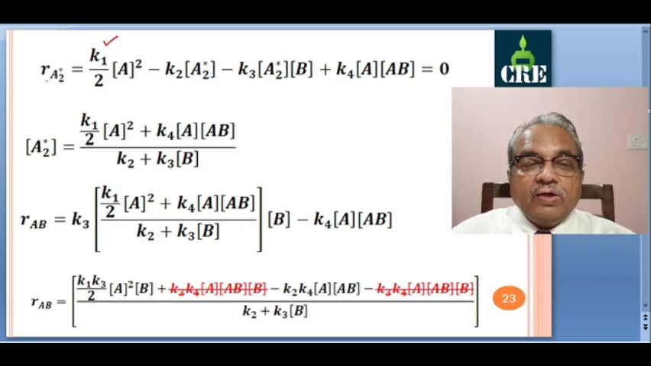If I write minus RA instead of the rate of formation of A2 star, then this 2 will not be there. So K1 CA square, this 2 is because of the stoichiometric coefficient which we are writing in these terms. K2 A2 star.